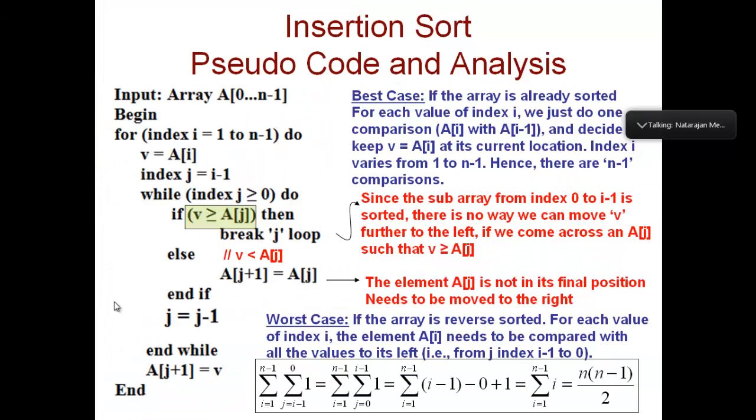So that can be given by this summation, sigma J equals I minus 1 to 0, and then I runs from 1 to n minus 1. Inside the J loop, for any particular value of J, we still do only one comparison, comparing the value of V, which is the element at index I, with the value at index J.